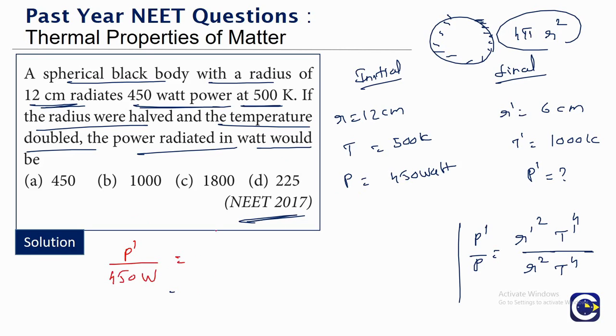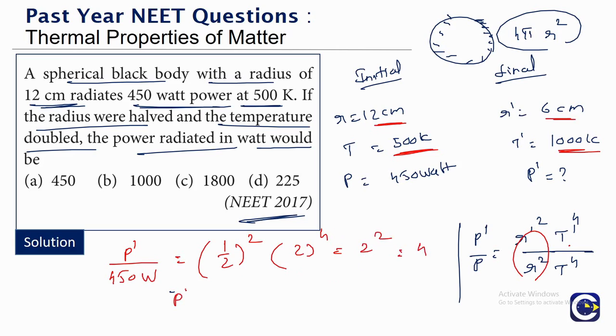So P dash by P, P is 450 watt, is equal to R dash by R the square. R dash is 6, R is 12. 6 by 12 means 1 by 2 square. T dash by T power 4. T dash is 1000, T is 500. 1000 by 500 means 2. So 1 by 2 square, 2 power 4, net we'll have 2 square, which is 4. So P dash is equal to 4 into 450 watt, that is nothing but 1800 watt.